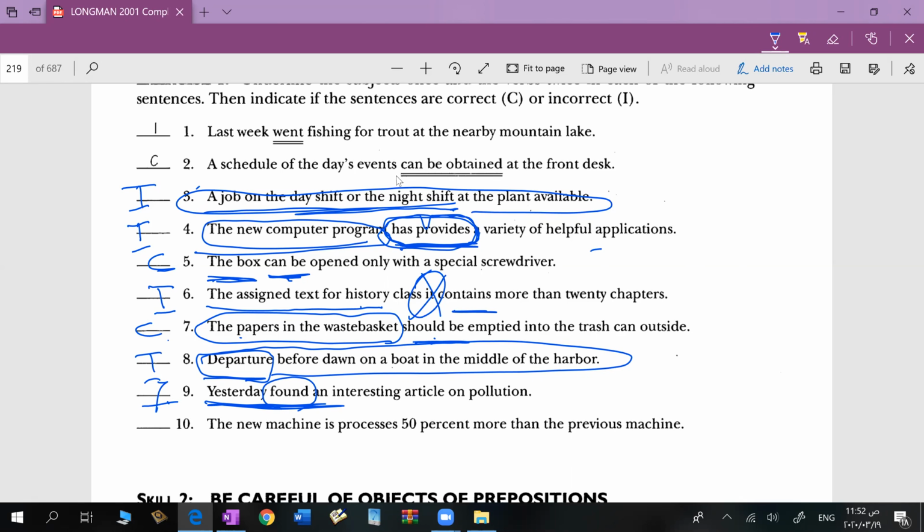The new machine is processes 50. The new machine is the subject, correct? Which is a noun phrase. Is, and the verb after is either a past participle if it's passive, or if it's active, it should be a gerund, ing. So it's either the new machine is processing 50% or the new machine processes. But in this case, we have two verbs, is and processes. So this sentence is incorrect, and we will, again, don't worry about it. We will take this later on. We will take the structures of every tense later on.